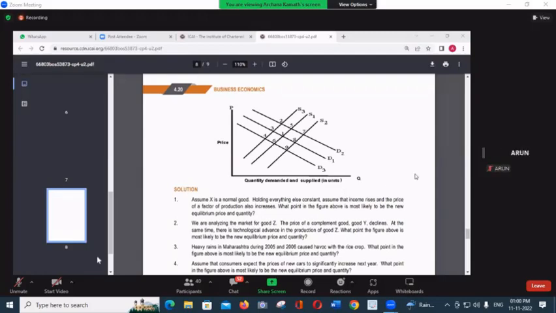Okay. First question, answer is 7. New demand curve is D2, new supply curve is S2. So demand curve and supply curve is intersecting at the point 7. Okay. Second one, we are analyzing the market for good Z. Price of its complementary good Y declines. And at the same time, there is a technological advancement as well. How will you elaborate your new equilibrium?